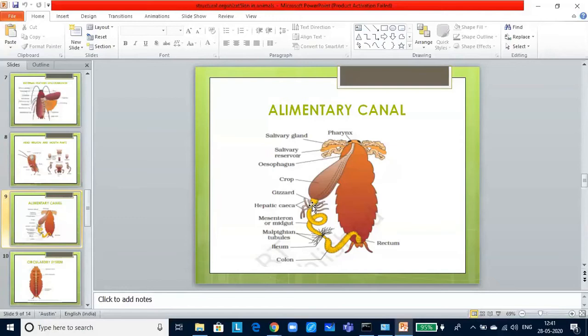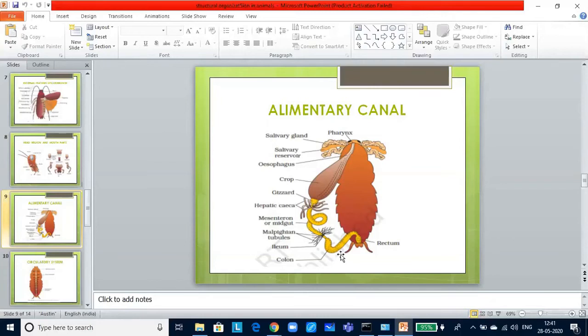Gizzard has an outer layer of thick circular muscles and thick inner cuticle forming 6 highly chitinous plates that help in grinding and crushing the food. Gizzard helps in grinding the food particles. Entire foregut is lined by the cuticle. Now the next one is the midgut. At the junction of the foregut and midgut, a ring of 6 to 8 tubules called hepatic caecae or gastric caecae is present that secrete the digestive juice.